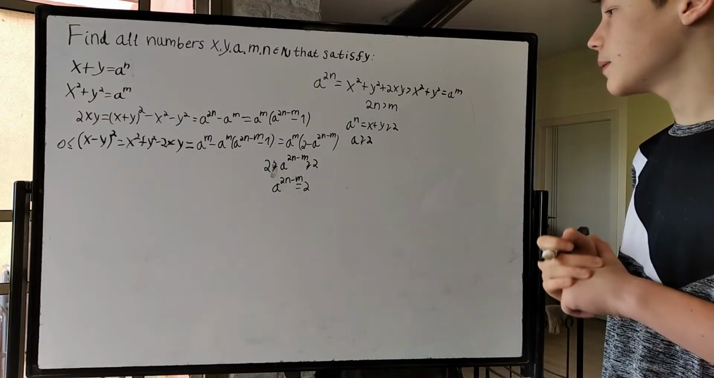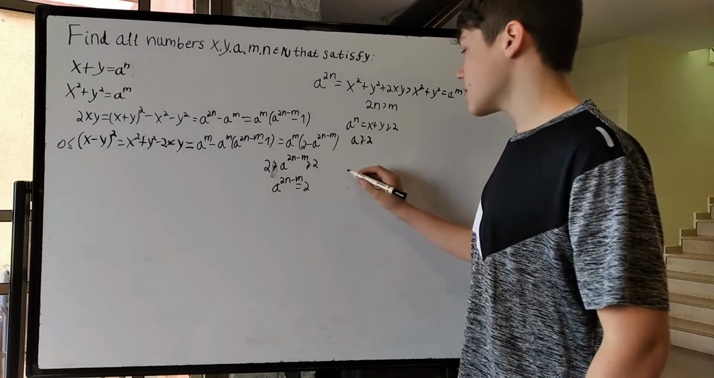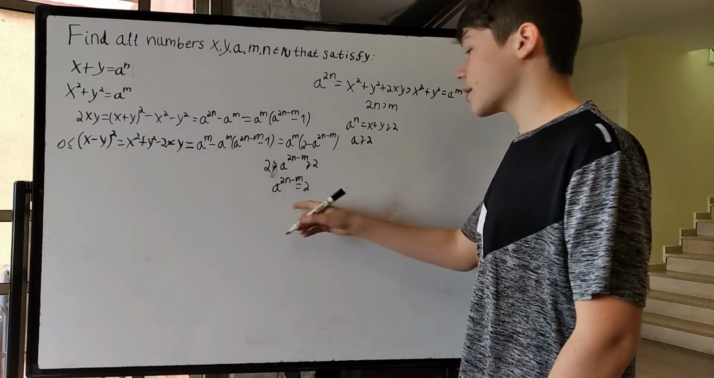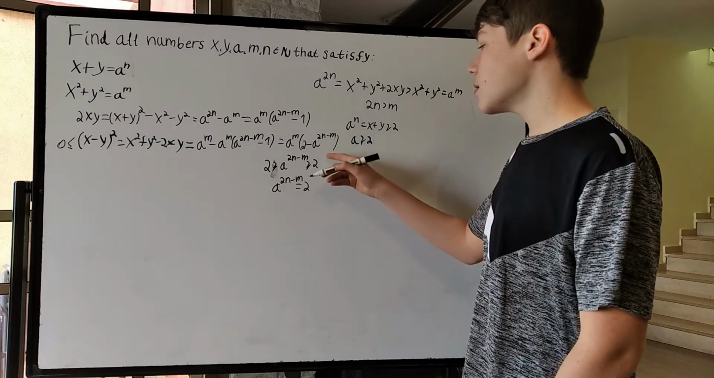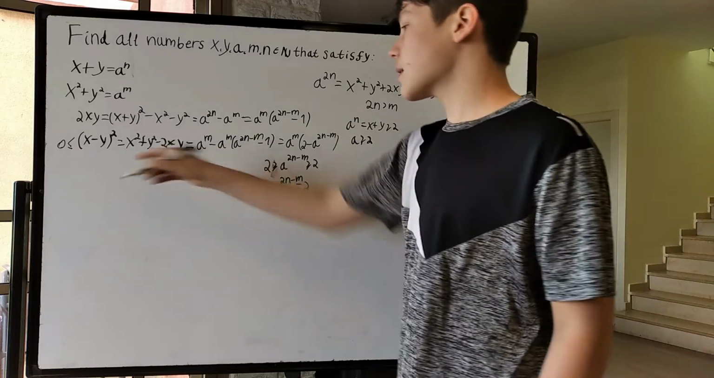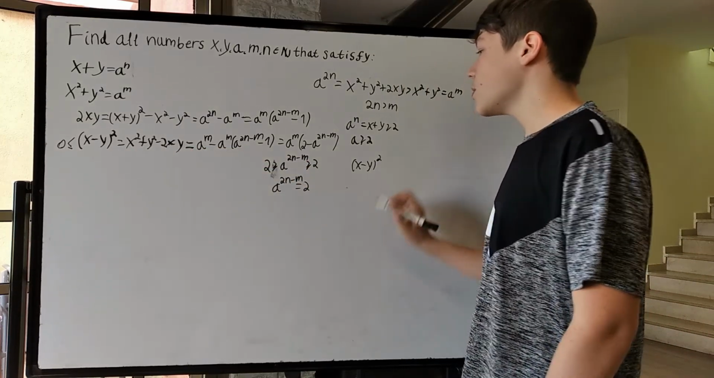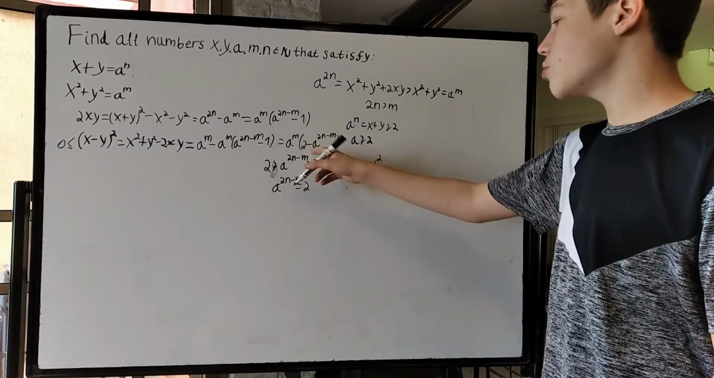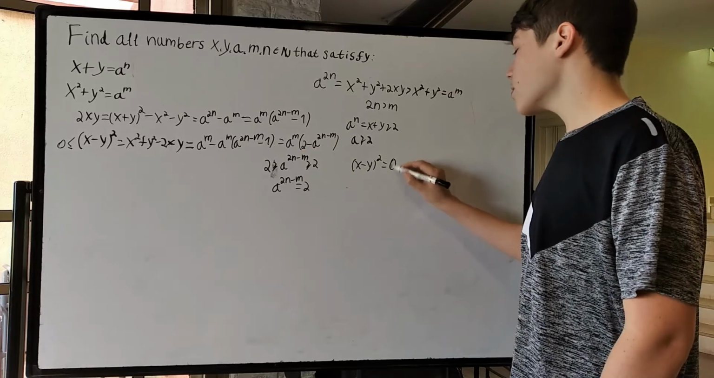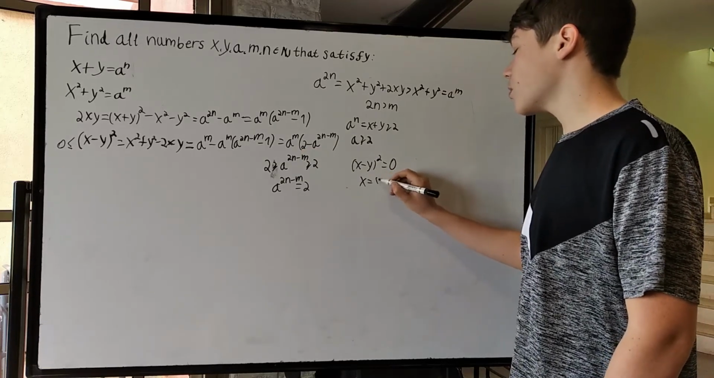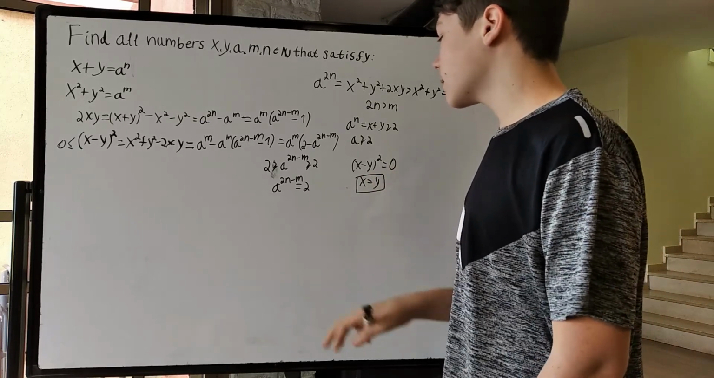And now, before I continue with what a is and what n and m, the relationship between them, let's look at x minus y squared. Because now we know this is a to the m times 2 minus, well, this is 2. So x minus y all squared is 0. So x is equal to y. And we'll use that later.